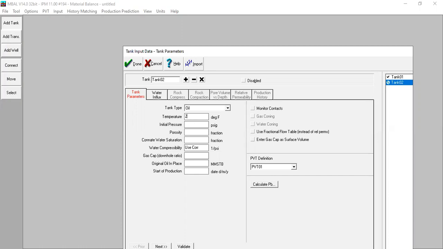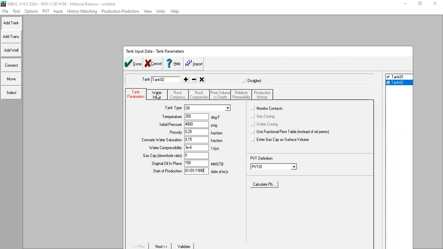The temperature is 250, the initial reservoir pressure 4,000, and then the porosity 0.25, all right? And then connate water saturation 0.15, water compressibility 3e to the minus 6, no gas cap, original oil in place, for example, 150, and start of production, this one. So more or less, it's like tank 1, okay?